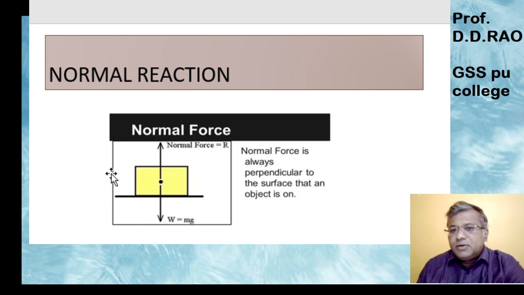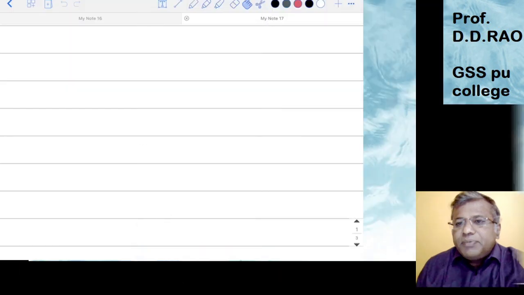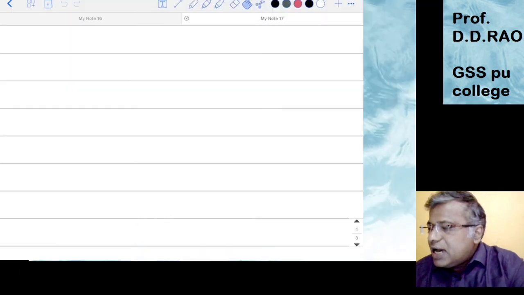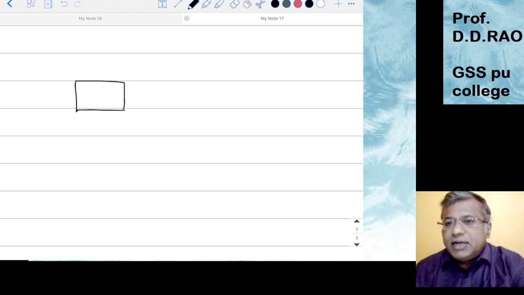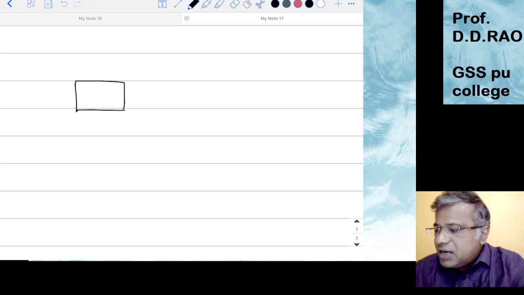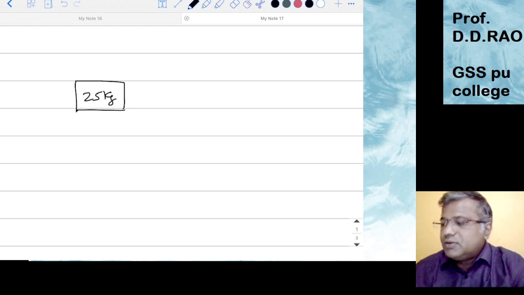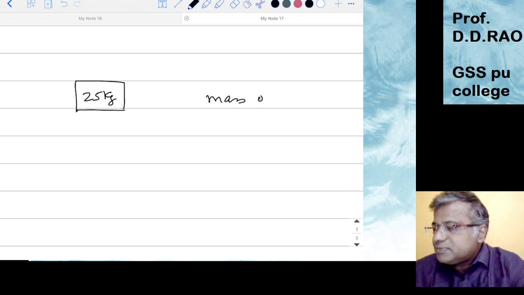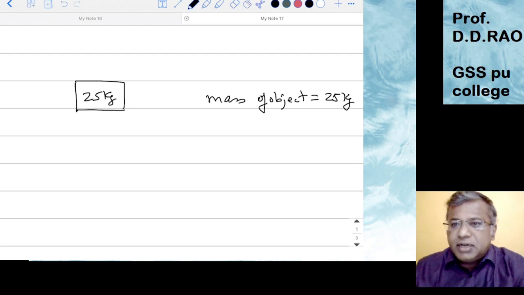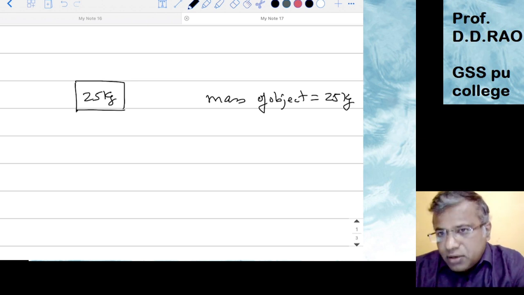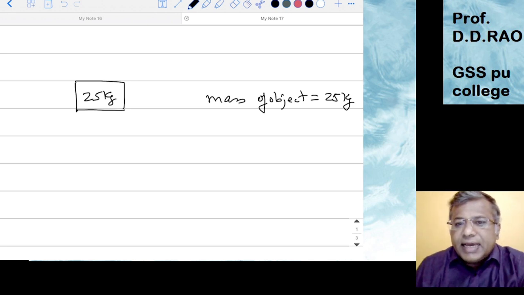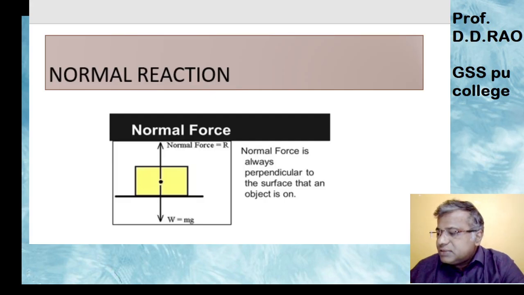Let us take an example. Let us say I have an object which is on the surface, and this object has a mass of 25 kgs. That is the mass of the object. Now if I ask you the question, how are you going to find the normal reaction? As you can see in the diagram here, the normal reaction will be equal to the weight.